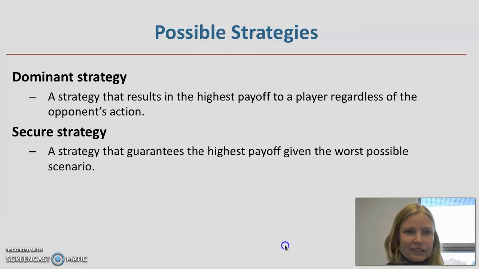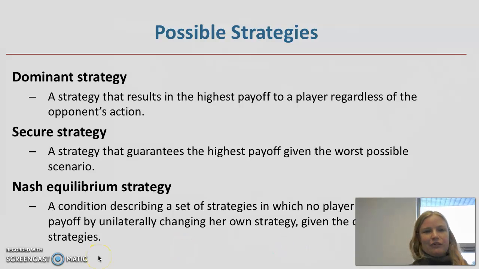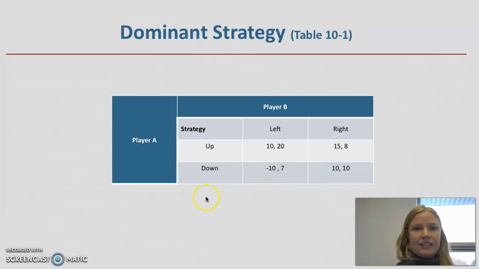Let's see what it says. We'll go back to the Nash equilibrium because that's the one that matters. This is a condition describing a set of strategies in which no player can improve her payoff by unilaterally changing her own strategy given the other player's strategies. So no one can make themselves better off. That's what's referred to as a Nash equilibrium. Let's go back to that because that's actually more important.